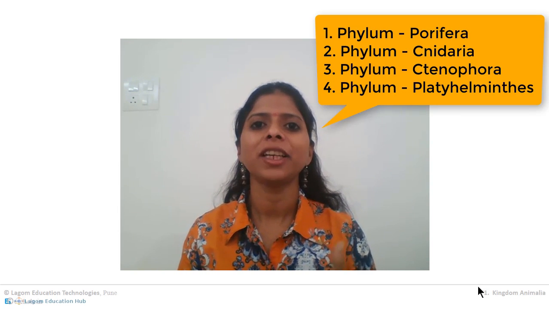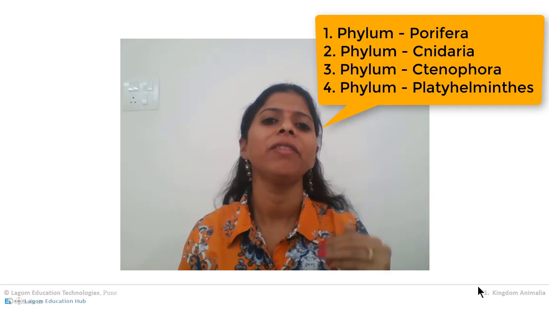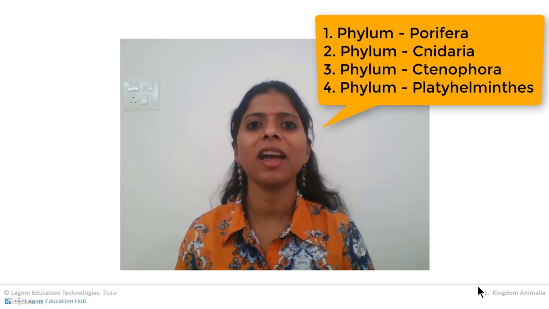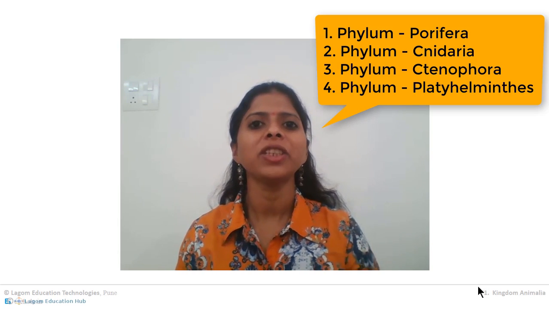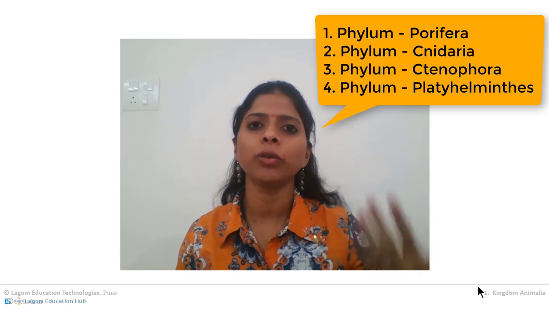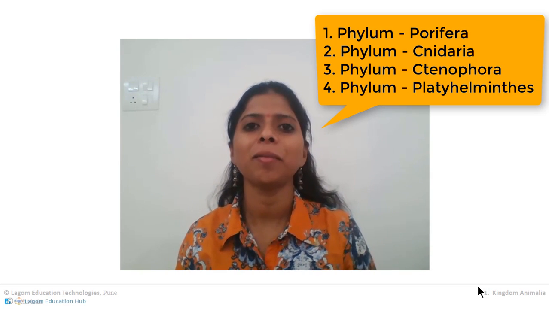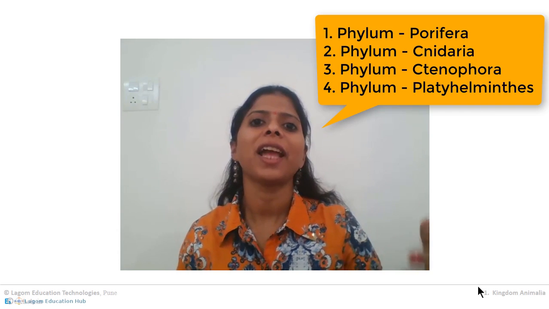We studied Porifera, which is the first phylum, and very primitive animals are included in Porifera. Then we studied Ctenophora, then Cnidaria, then Platyhelminthes. Likewise, different animal phylums we have studied. We will take a few examples, and by taking those examples, we will try to understand the characteristics of that phylum.